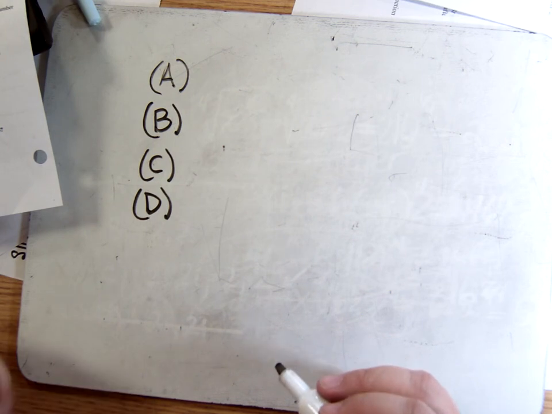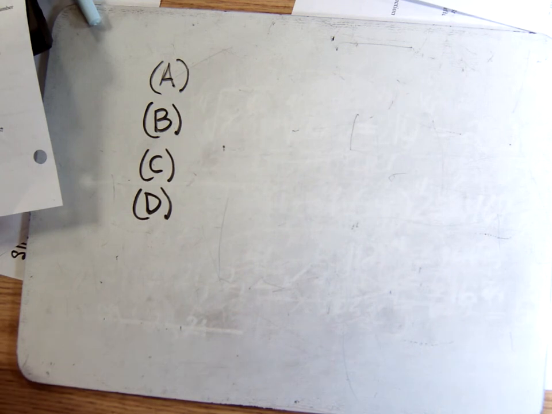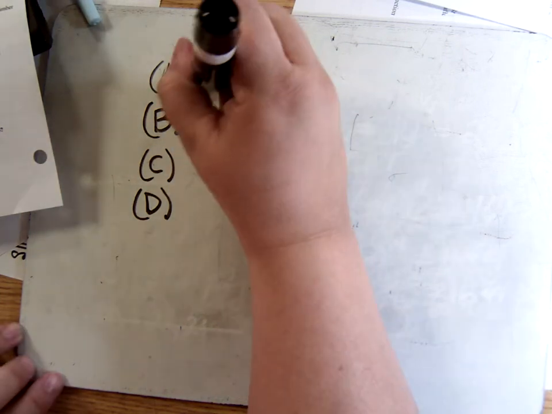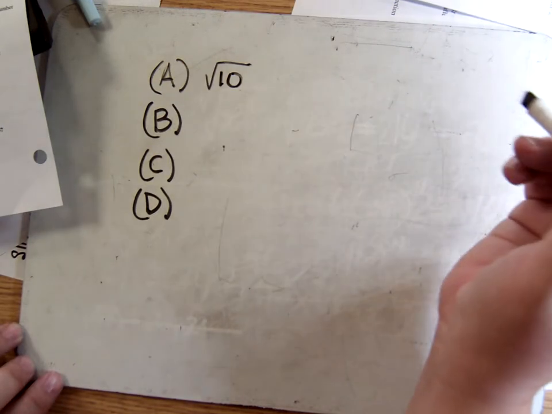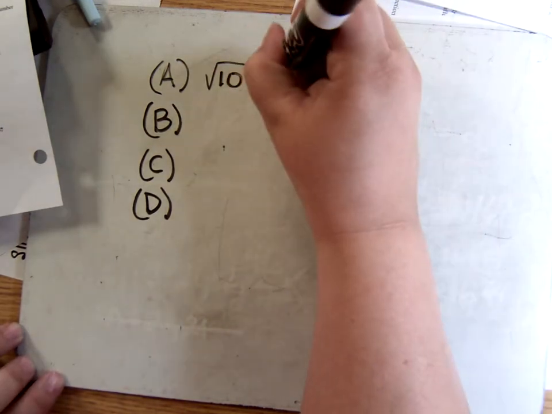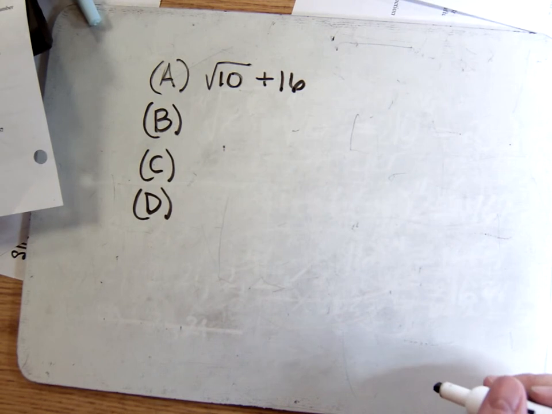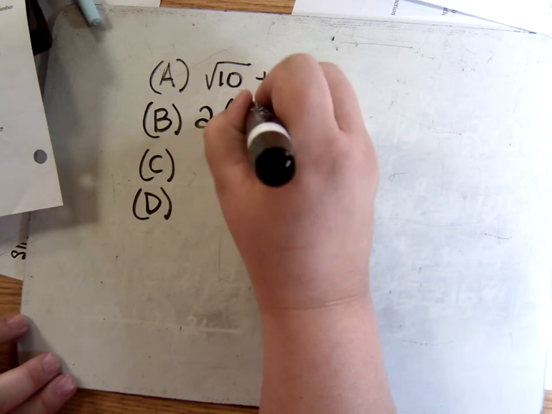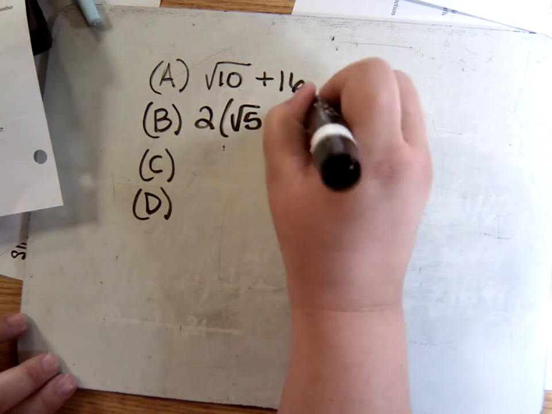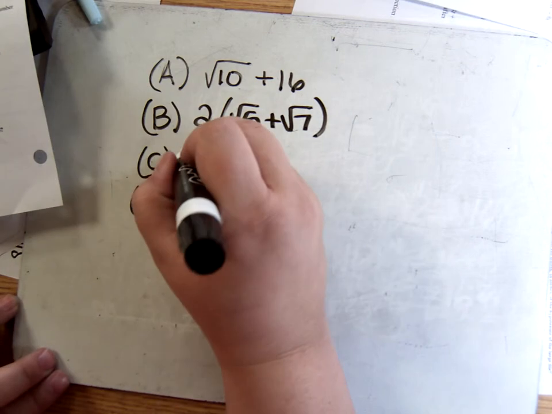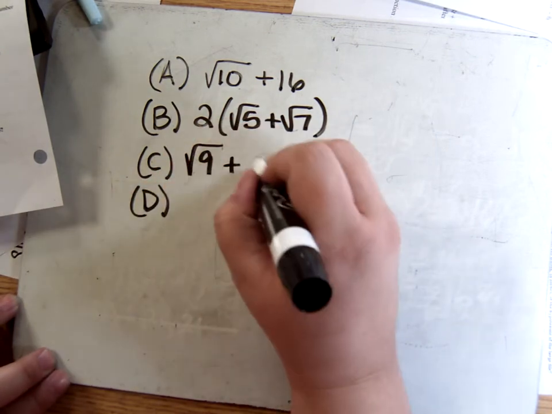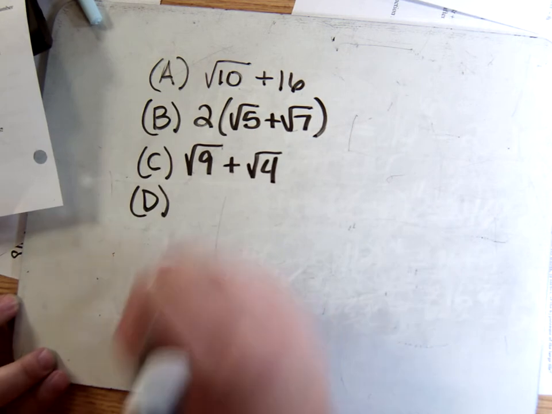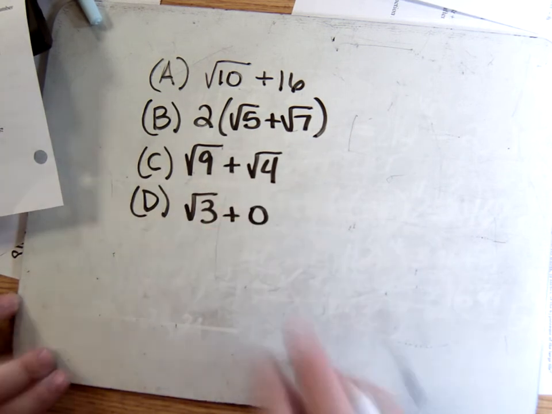Okay, if it's square root of 25, no problem. That simplifies, it's 5. But if the final answer would have a radical in it, a pi in it, or an i in it, we got a problem. That's not rational. All right, so this one is square root of 10 plus 16. This one is 2 times the square root of 3, square root of 5 plus square root of 7. This one is square root of 9 plus square root of 4. And this one is square root of 3 plus 0.